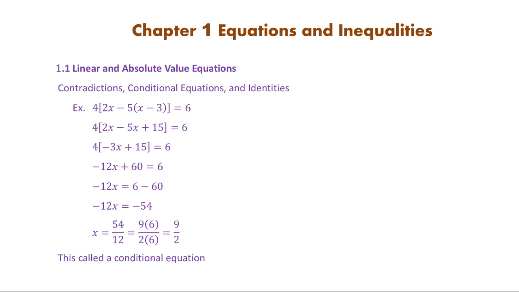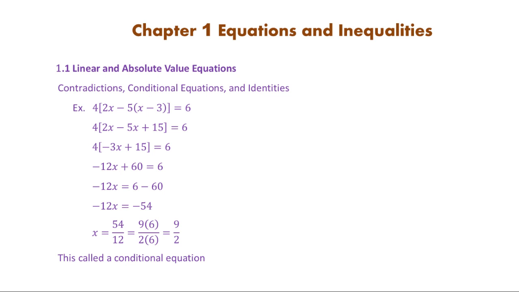Now we need to solve another equation. We already did quite a bit. Let's just do one more with more brackets or parentheses. This makes it a little more complicated when you have all these terms with brackets or parentheses. You always start from the inside. Okay, so we get 4 times (2x minus 5 times (x minus 3)) equals 6.